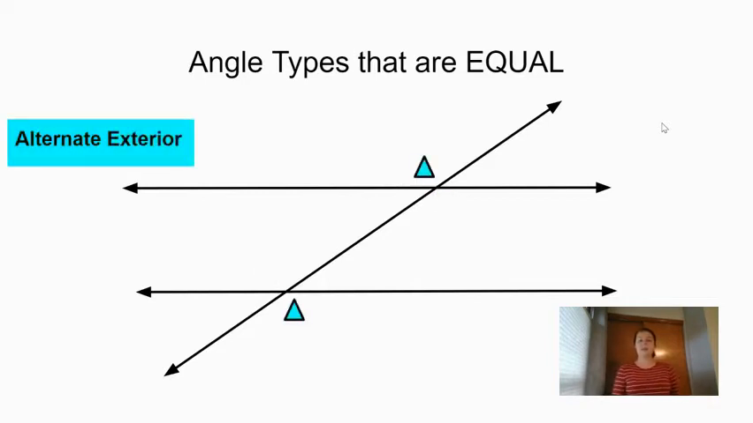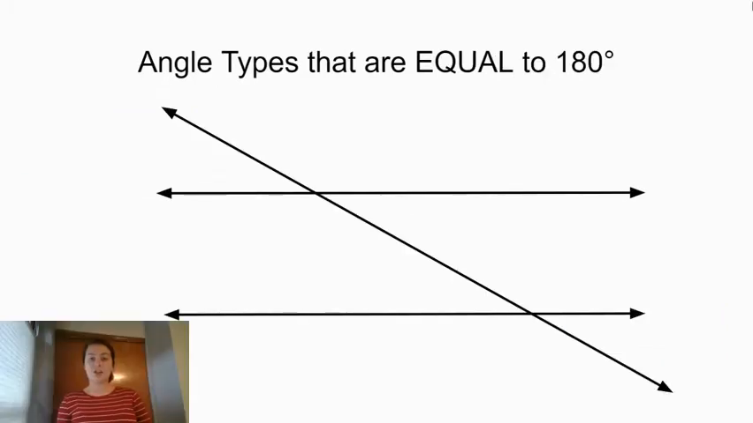Another one is alternate exterior. Remember, it's almost the exact same as alternate interior. The only difference is they are outside of our parallel lines. Alternate, they're on opposite sides of the transversal. Exterior tells us they are outside of those parallel lines, okay? So they are on the outside of the sandwich. All right, so we just covered angle measures that are equal to each other, talking about our different angle types.